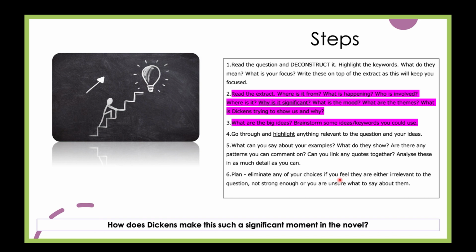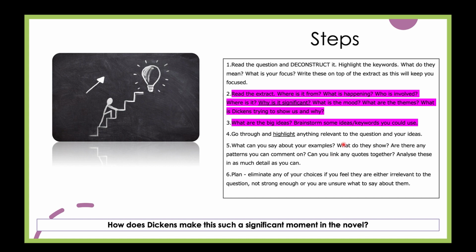Now we're on to step 2, which is for us to properly read the extract, and this is where we ask ourselves several different questions. These questions don't change regardless of what the question is or regardless of what the extract is itself. So first of all, where is it from? What is happening in this extract? Which characters are involved? Where is it? Why is it significant? What is the mood? What are the themes? What is Dickens trying to show us and why?